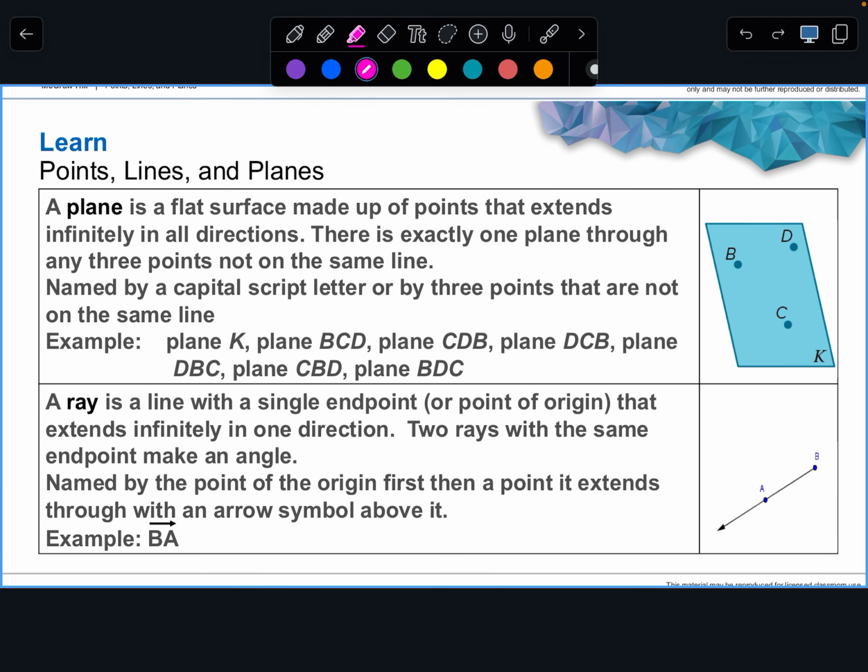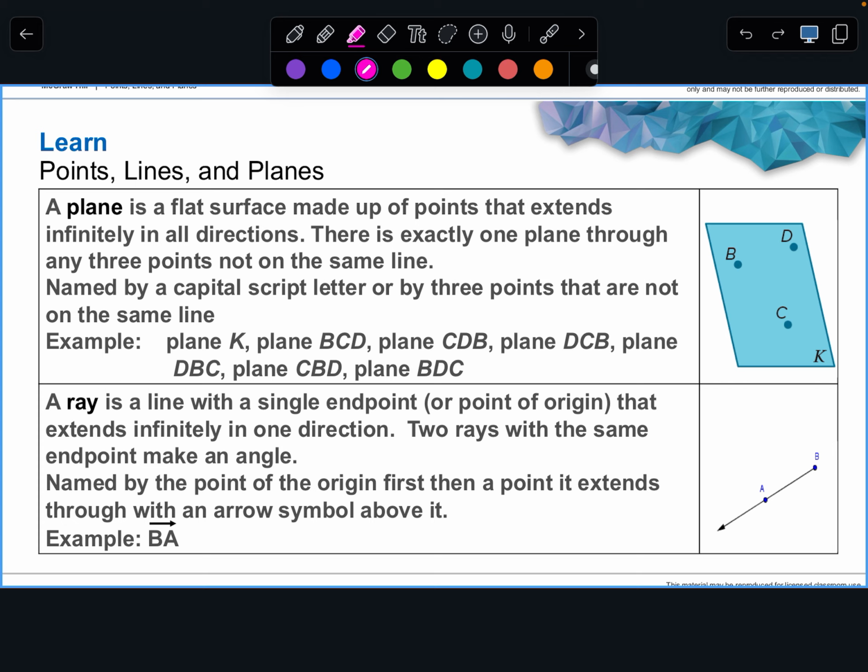A plane, first of all, is a flat surface made up of points that extends infinitely in all directions. So right now, your desk, if you put your hands down on your desk, my hands are down on my desk. A desk is part of a plane. It is not an infinite plane though, because your desk is finite. It ends, it stops. But if you could imagine that your desk went infinitely, it was so big that it never stopped, that would be a plane, okay?